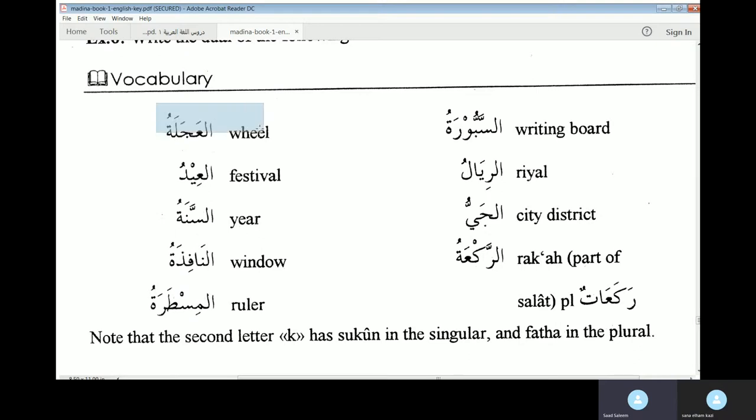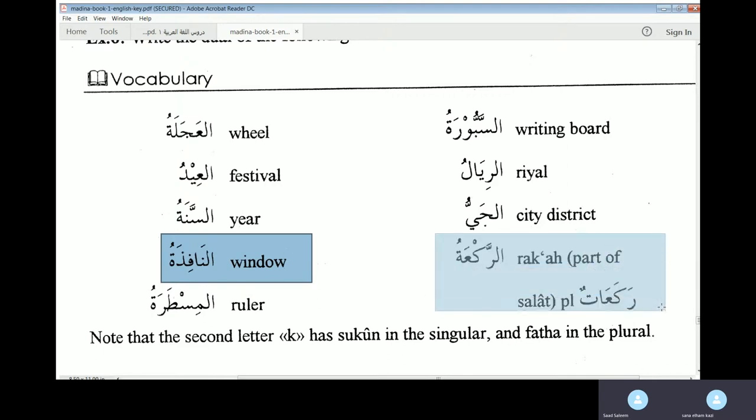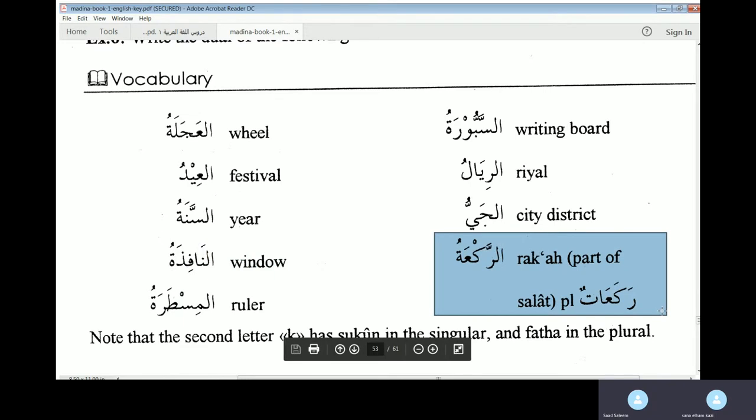The vocabulary. Al-ajalatu, wheel. As-sabburatu, writing board. Al-eidu, festival. Ar-riyalu, riyal. As-sanatu, year. Al-hayyu, city district.An-nafidhatu, window. Ar-rak'atu, part of salah, the plural is rak'atun. Al-mistaratu, the ruler.